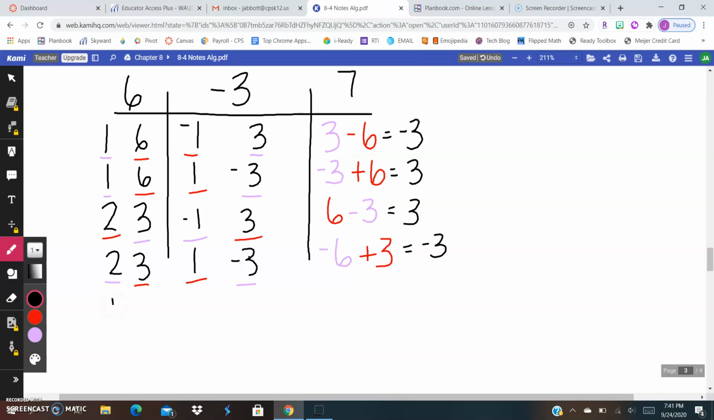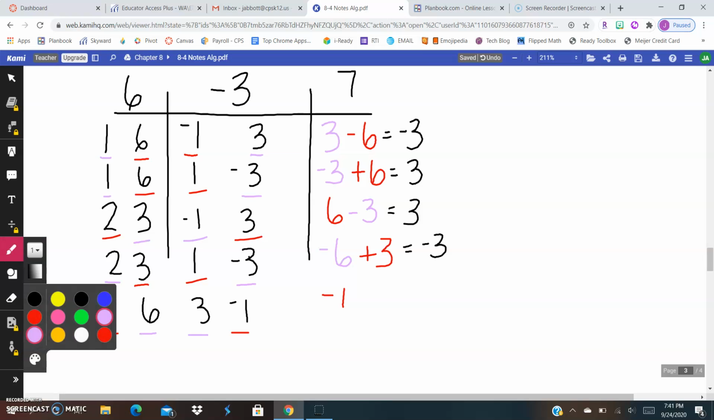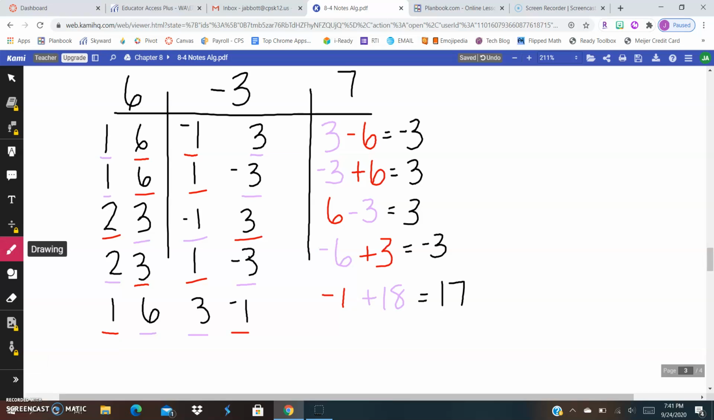So maybe we can go back to the 1 and 6 and then flip the 3 and the 1. And I think maybe I'll try making the 1 a negative for the first time. So our outside terms are 1 and negative 1. That would be negative 1. And our inside terms would be 6 and 3. 6 times 3 is 18. If I add those together, I get 17. Closer, still not there. So maybe 2 and 3 and 3 and negative 1.